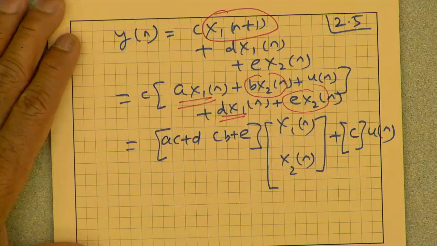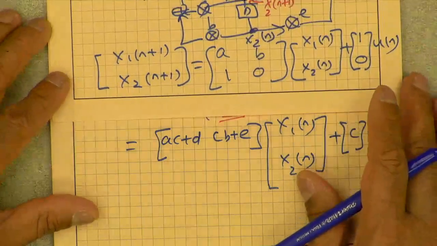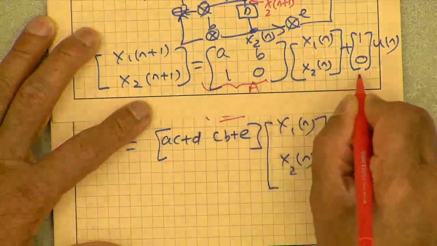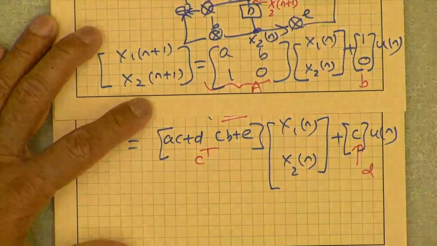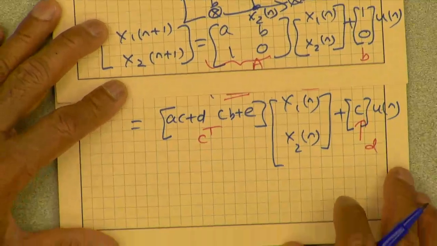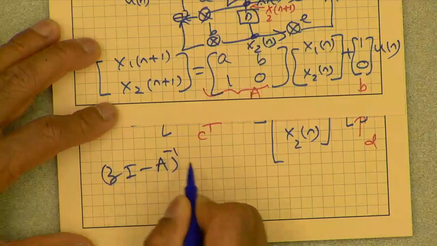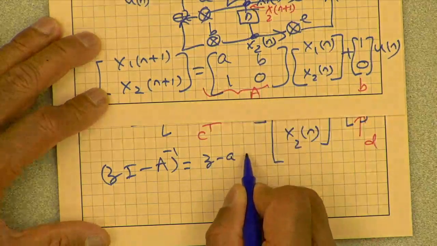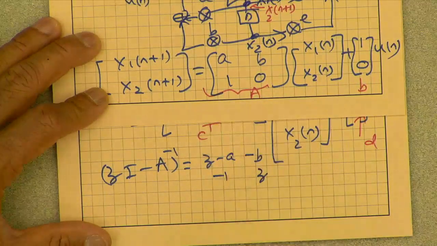Okay, so now we have described the state space representation of the biquad. This is our A matrix, a 2 by 2 matrix, this is B, this is C transpose, and that's D. So how do we compute H of z, the transfer function? Let's first compute zI minus A, and that is going to be z minus a, minus b, minus 1, 0, minus 1, and simply z.